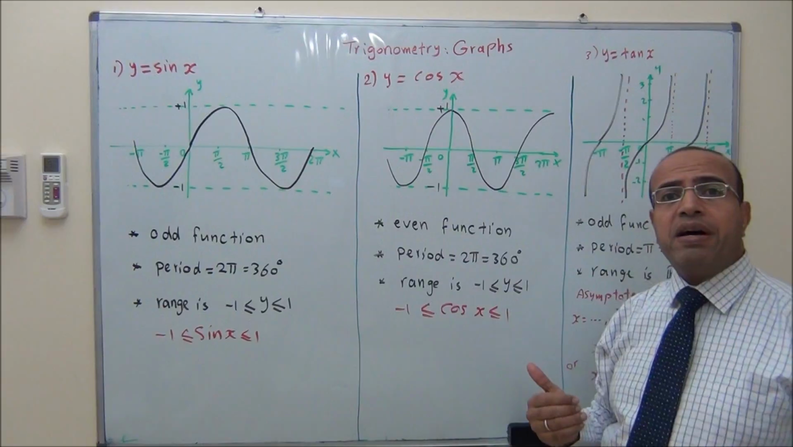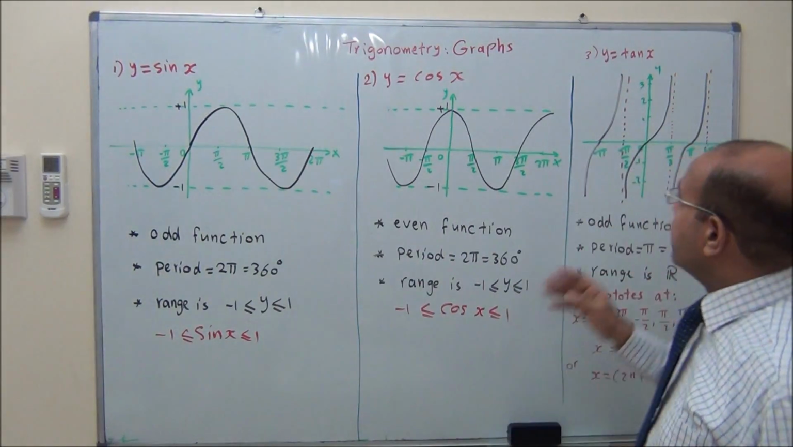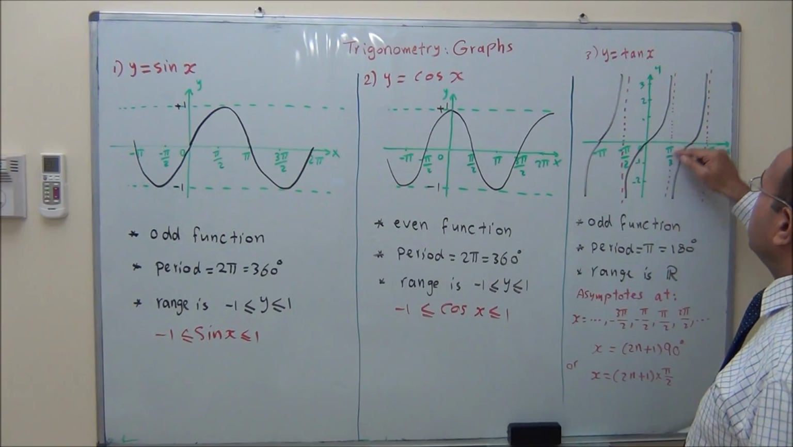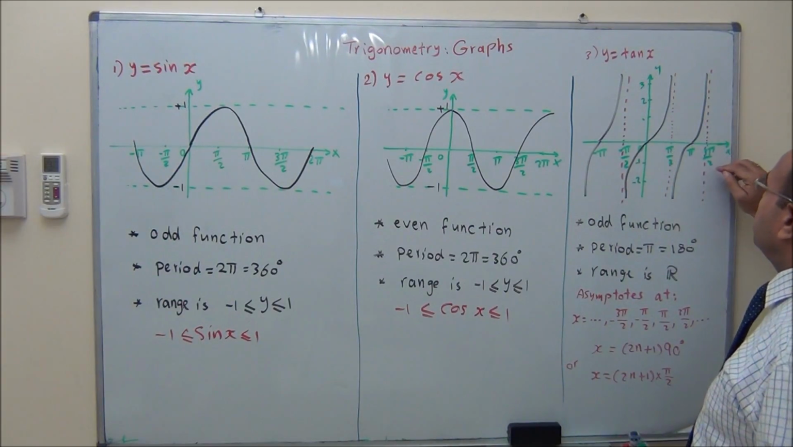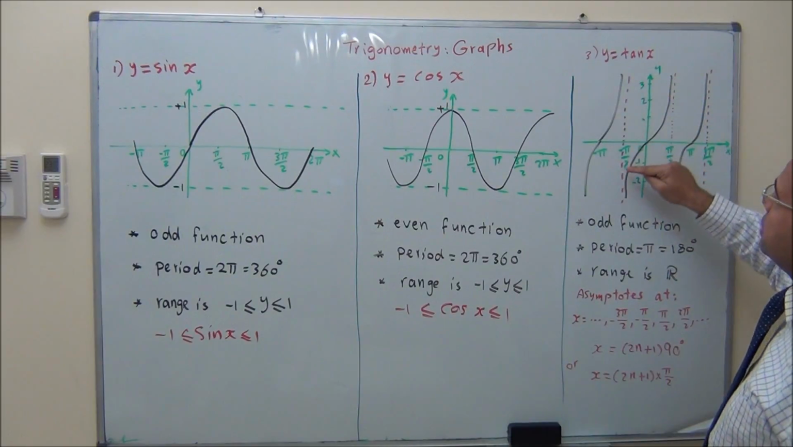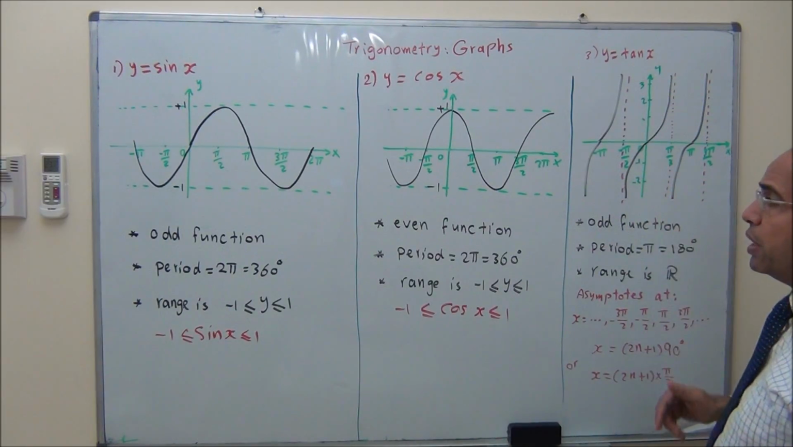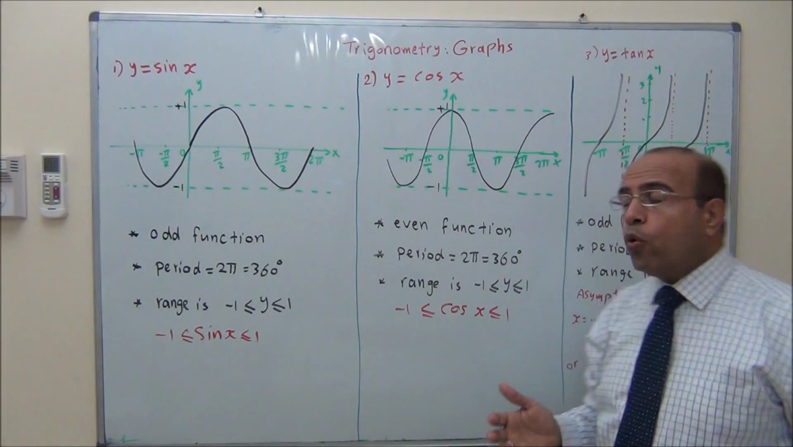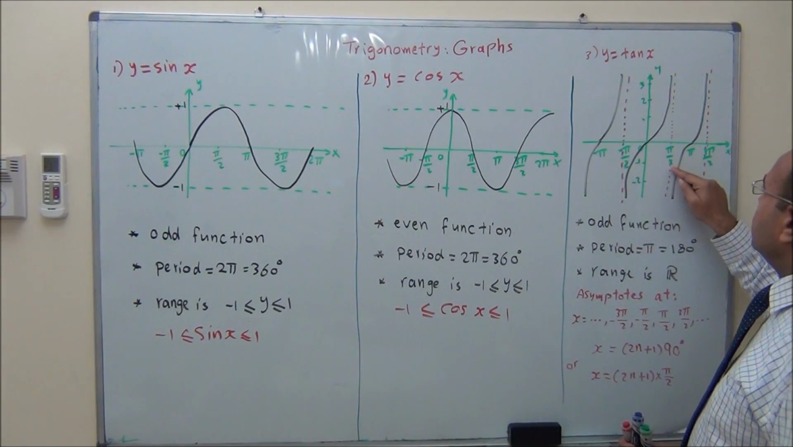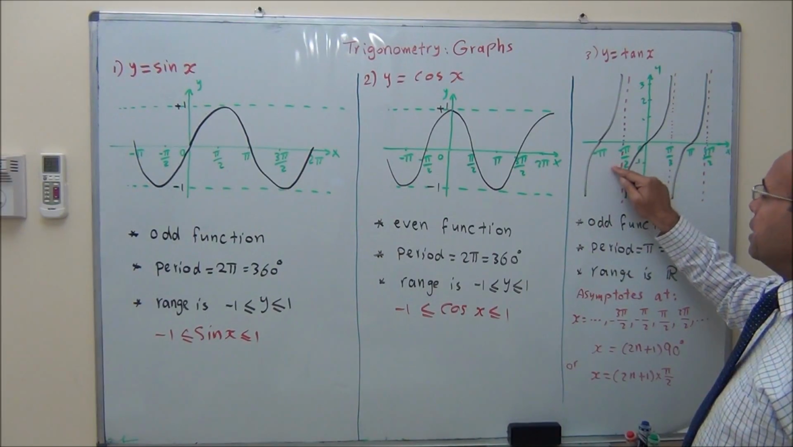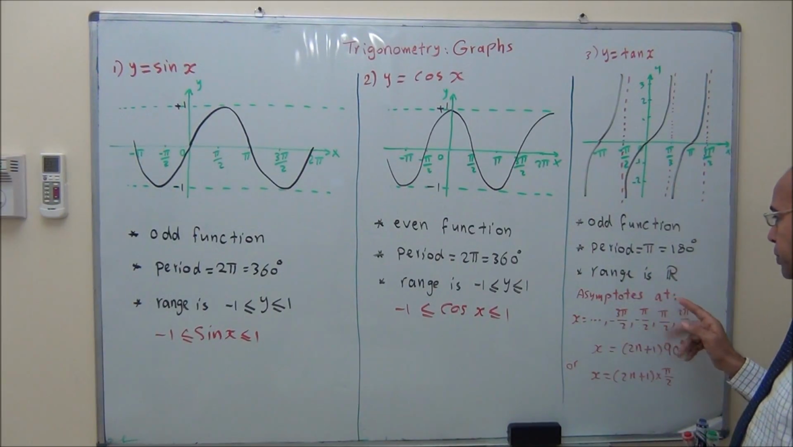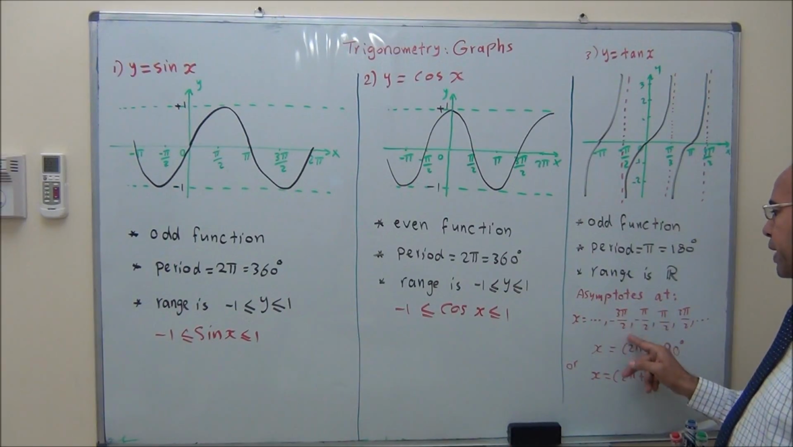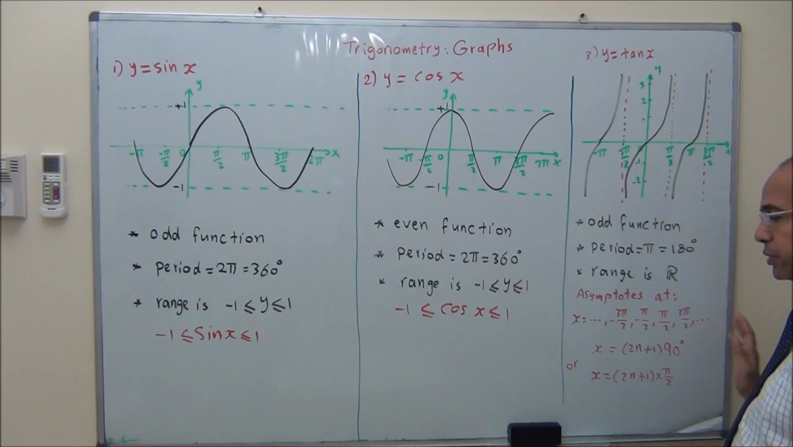In the graph of tan we have asymptotes. The graph does not intersect x equals pi over 2 or x equals 90, does not intersect x equals 3 pi over 2, does not intersect x equals negative pi over 2. It means the value of the function is undefined when the angle equals pi over 2, 3 pi over 2, or negative pi over 2. So the asymptotes are at x equals pi over 2, negative pi over 2, negative 3 pi over 2, 3 pi over 2, and so on.